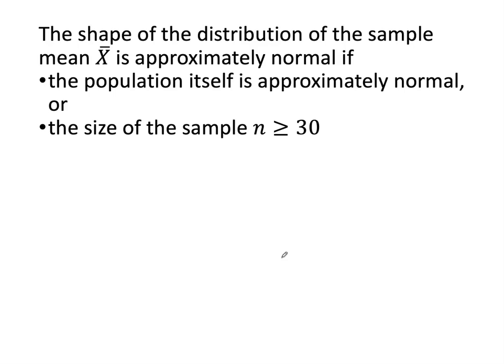Now, the shape of the distribution of the sample mean x bar is approximately normal if the population itself is approximately normal. In other words, it doesn't matter how big the sample is. If the population is distributed normally, then the sample mean is going to be distributed normally. Or if the size of the sample n is greater than or equal to 30. So unless the population is really skewed, if you have a sample of size 30 or more, then that sample mean is going to be more or less normally distributed.